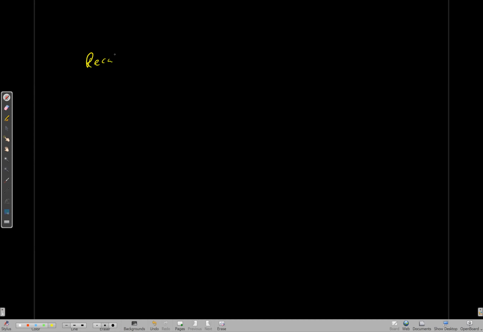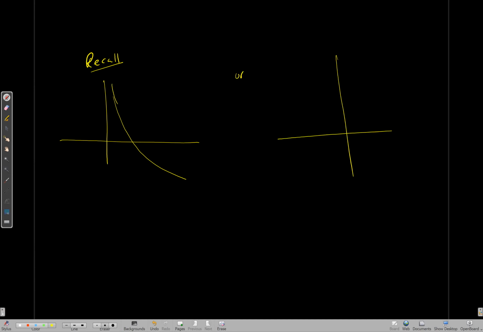And in our last video we learned that the log function either has this shape or this shape. This is in the case when b is greater than 1, and this is in the case when b is between 0 and 1. And here we are talking about f of x equals log base b of x, right? And always this point is (1, 0).